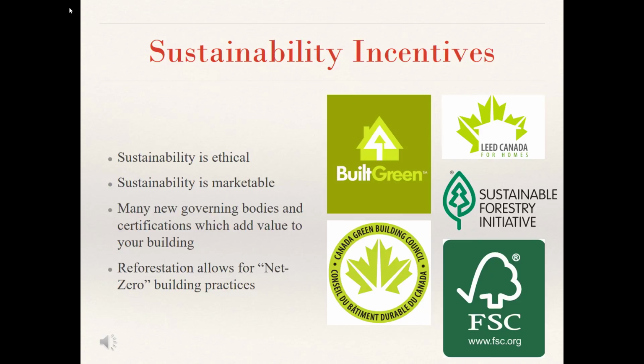In Canada, there are many incentives for engineers and builders to use wood as primary building products. As engineers, we are taught that our products and services are supposed to be ethical and marketable, and sustainability is both of those. In recent years, many new governing bodies and certifications which add to the value of your building have entered the market. These services award points based on building practices, all of which promote wood over concrete and steel. Additionally, sustainable reforestation initiatives allow wood producers to offset their carbon emissions, allowing products to be produced with zero net emissions.